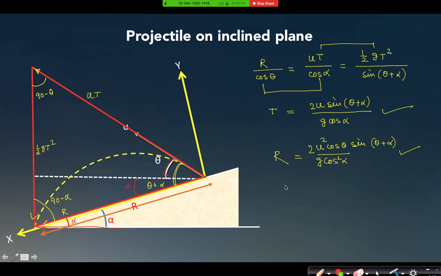Okay, now can you tell me what is the value of theta in this case to maximize r? What will be the value of theta in case I have to maximize r and u is fixed? So 90 degree plus alpha by 2. Okay, I will check once. How can we solve that? You can also write it as u square by g cos square alpha, and inside you will find it is 2 sine theta plus alpha into cos theta. Again, can I simplify this expression? 2 sine a cos b, how can I break it?